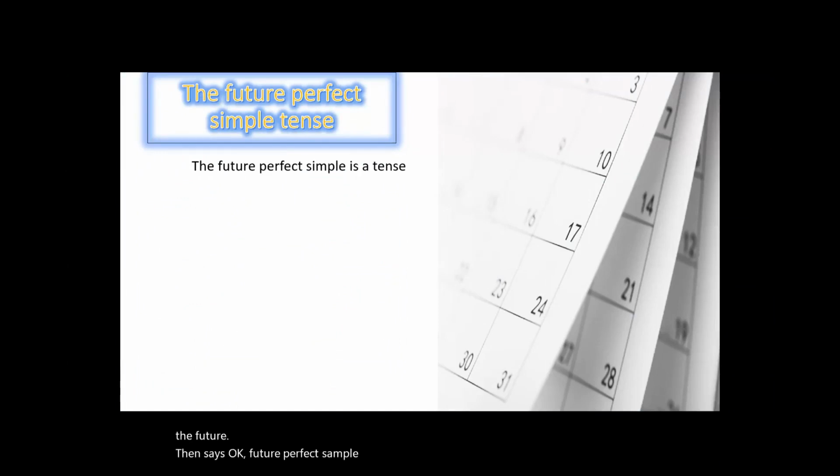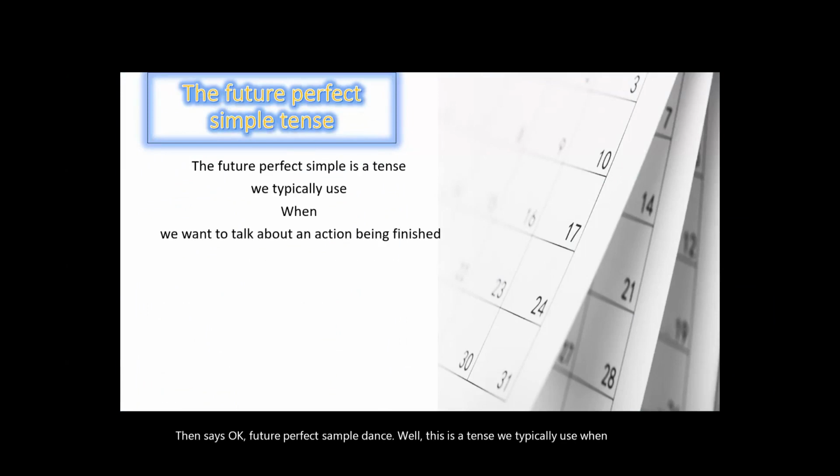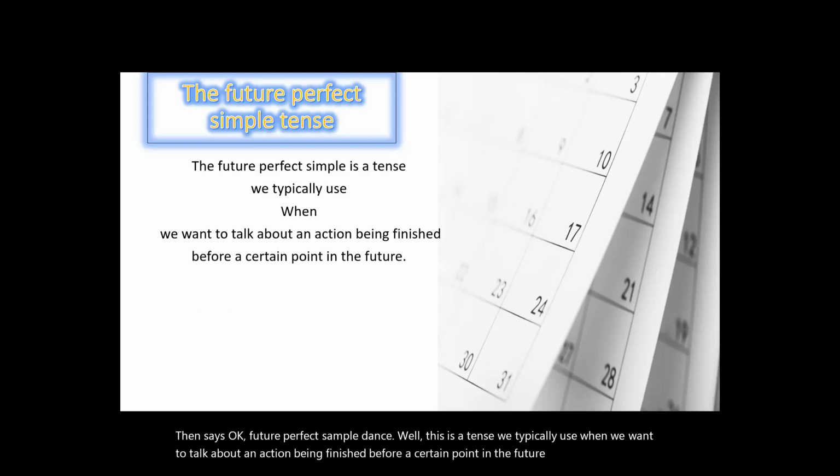Well, this is a tense we typically use when we want to talk about an action being finished before a certain point in the future. Again, what does it mean when I say that this is a future perfect simple tense? It means that there is a certain action I was doing and it finished before a certain point in the future. Well, to understand more, let me give you an example of that.